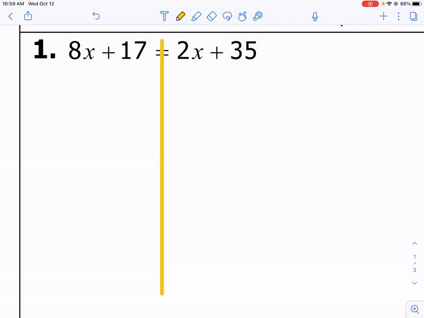The first thing we always need to look for are opportunities to distribute and combine like terms. But guess what? We don't have to do that here. So we don't need to worry about that, but we do need to move our variable.